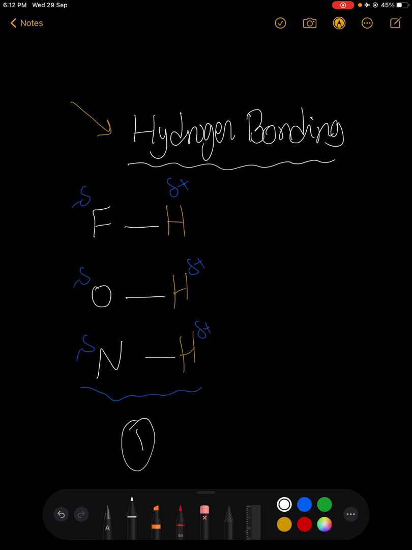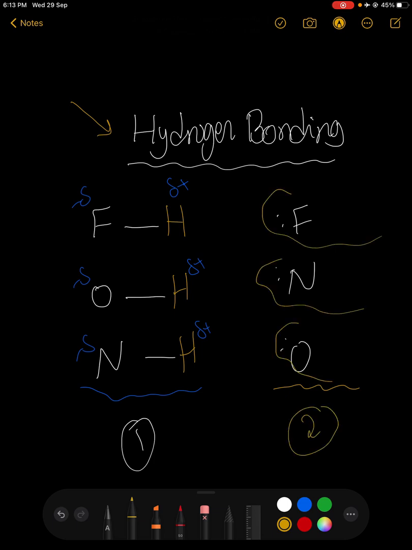What about condition number two? We will have these electronegative atoms, which could be fluorine, nitrogen, or oxygen. You notice that these electronegative atoms have lone pairs. So these are in the second molecule. The attraction will be between these molecules, in this area of hydrogen and the area of the electronegative atom, which is maybe fluorine, nitrogen, or oxygen. So the interactions will happen in this area.